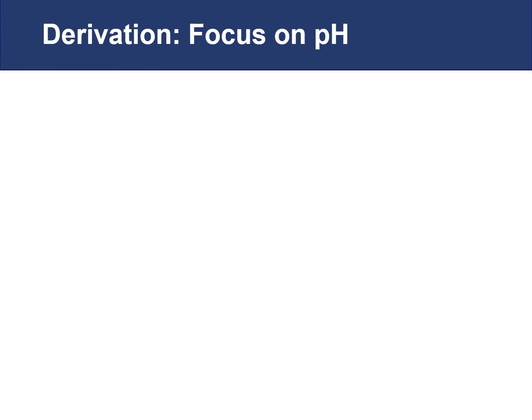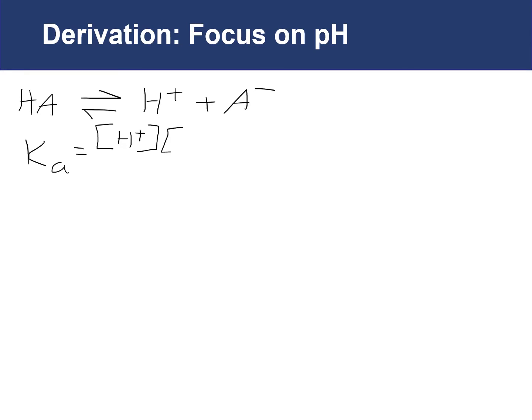So if we take our standard reaction, HA ionizes to form H plus plus A minus. The acid dissociation constant Ka is an equilibrium, so it will be equal to the concentration of our products, H plus times A minus, divided by the concentration of our reactants.